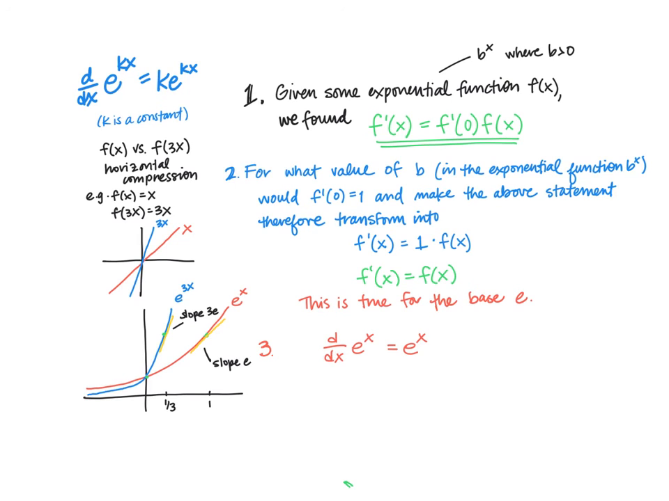So that is how we arrive at the fact that the derivative of an exponential function that has a multiple of x up in the exponent up here, where k is any constant, e to the kx, it means that the derivative is equal to k times the function value.